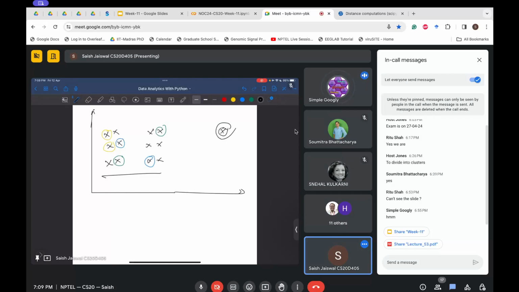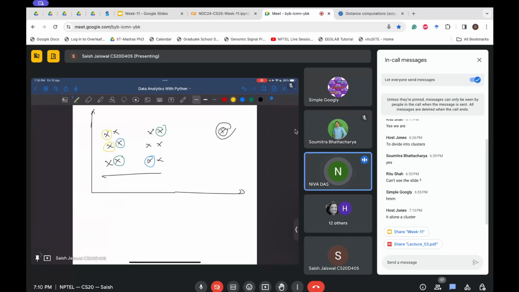The centroids can be skewed. Not really, I'm not sure what you mean by that, but the outlier will not be detected properly. It will belong to some. Yes, somebody has correctly answered that. It alone is a cluster.